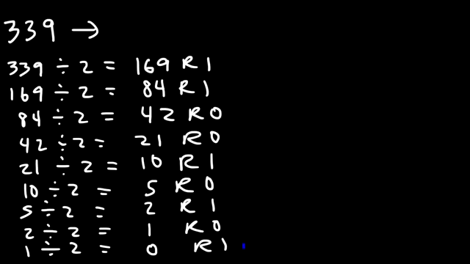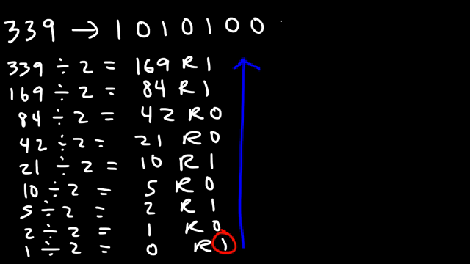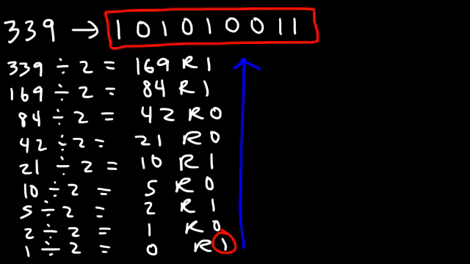So let's go from the most to the least significant bit. So starting with the number on the bottom, it's going to be 1, 0, 1, 0, 1, 0, 0, 1, 1. And so this is 339 as a binary number.